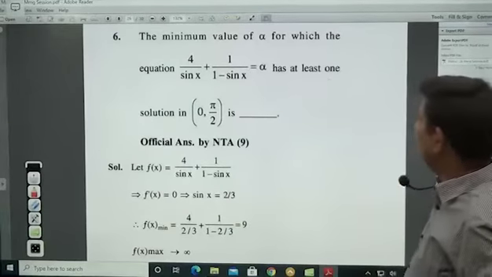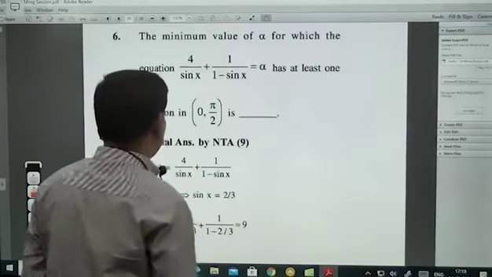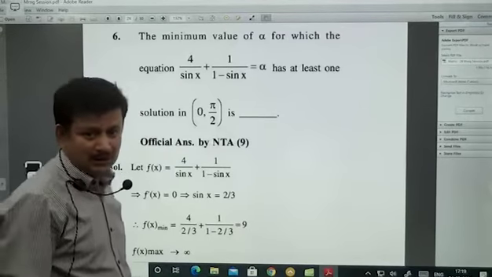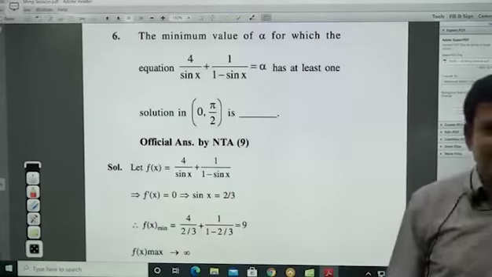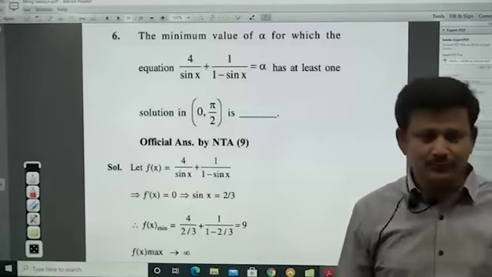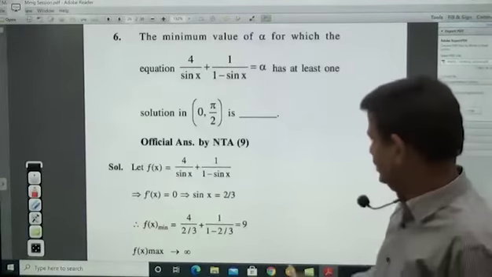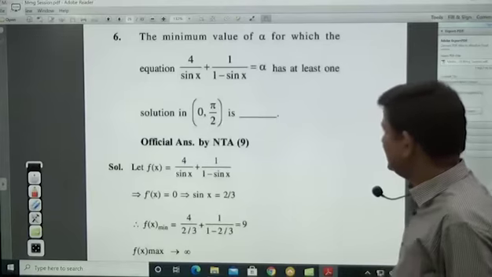The minimum value of alpha for which the equation has at least one solution in 0 to pi by 2. 0 to pi by 2 means sin x should be between 0 to 1. When you cross multiply, you are getting a quadratic. That quadratic should have a root between 0 to 1. That is one way of looking at the question. He has seen the other way.